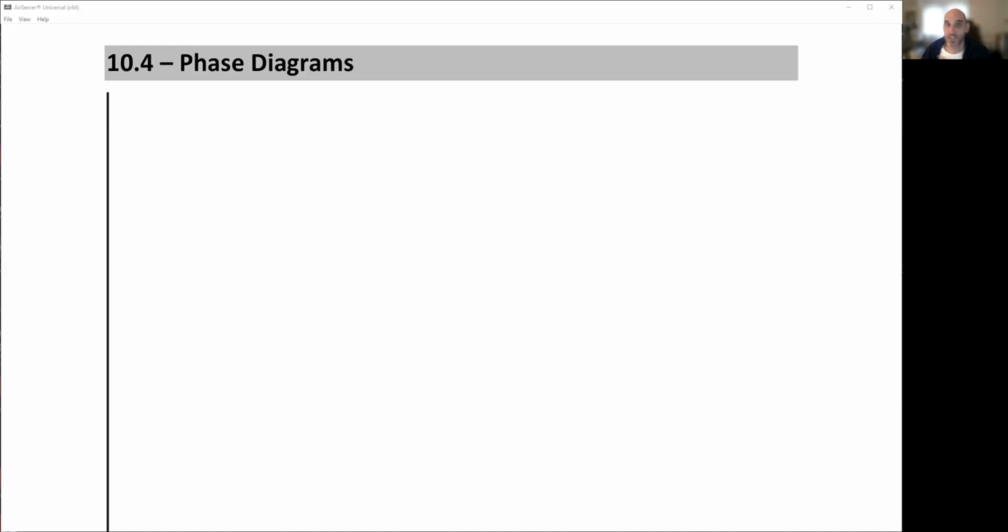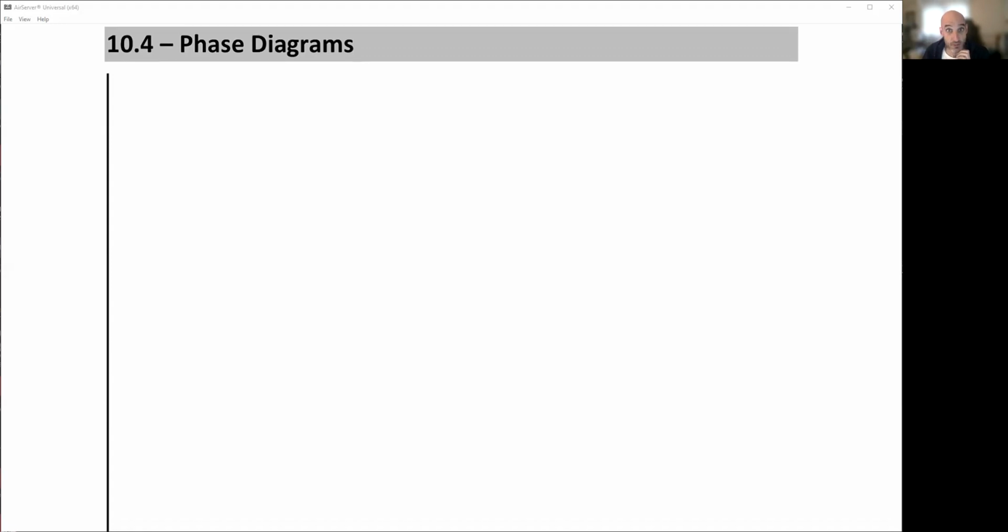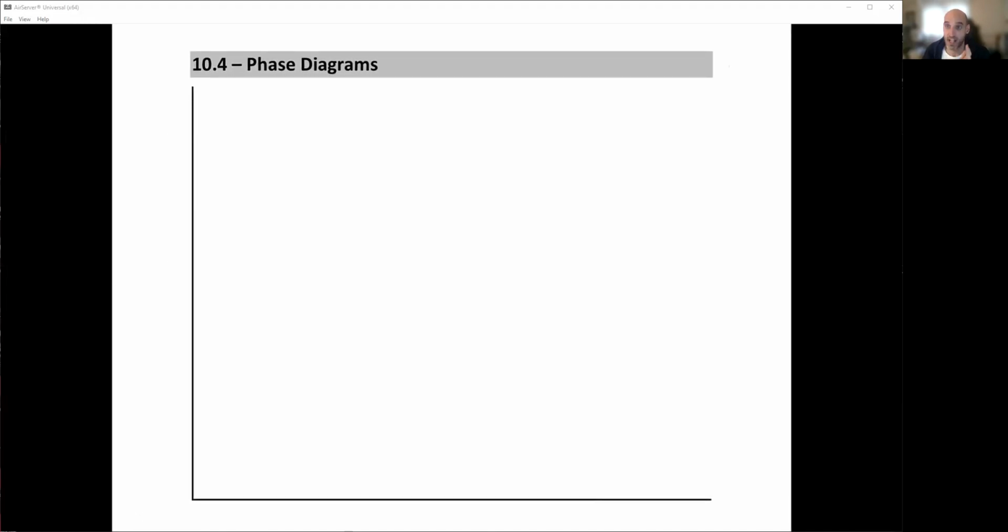Okay, so next up, we're going to take a look at phase diagrams. I actually love phase diagrams. They're pretty interesting because they're very intuitive. So a phase diagram is exactly what you think it is. It's just the different diagrams of when we expect phases to essentially exist.